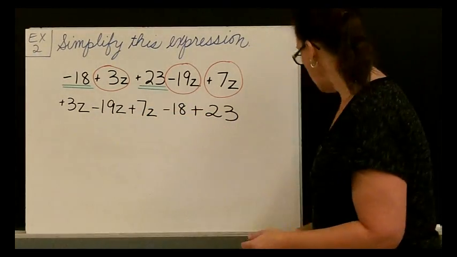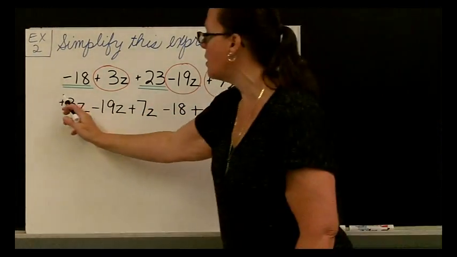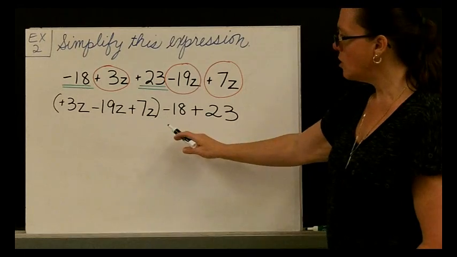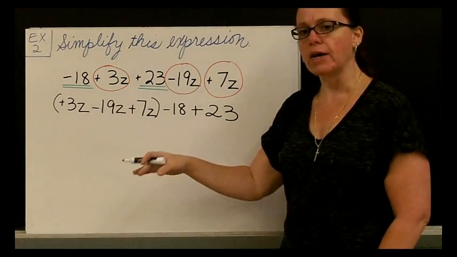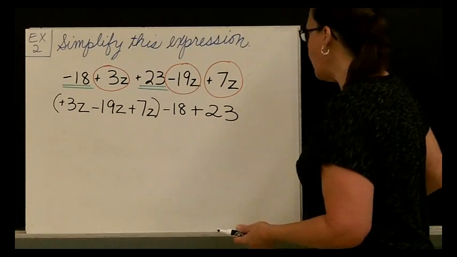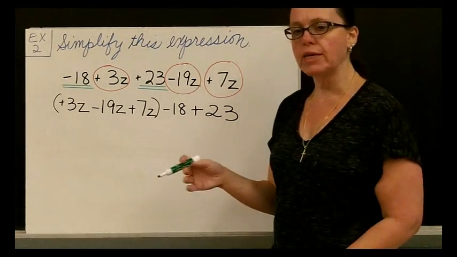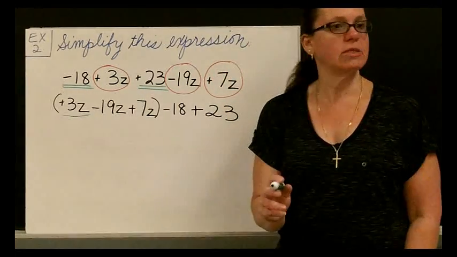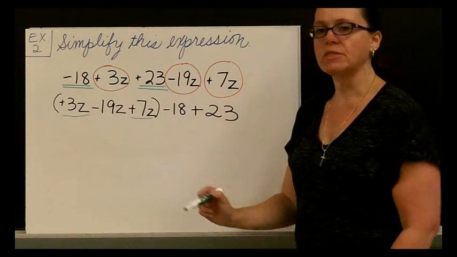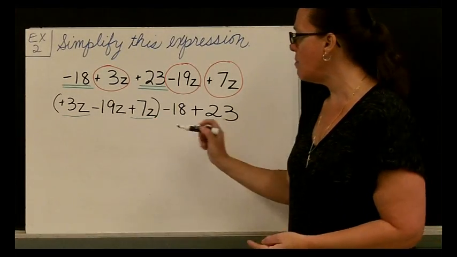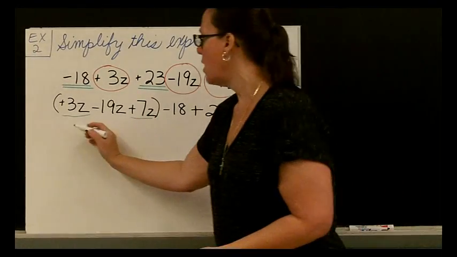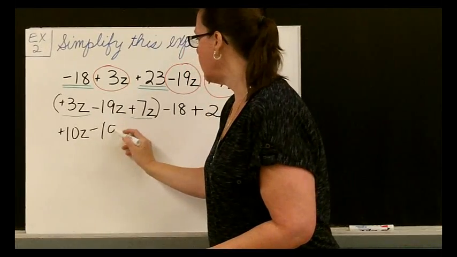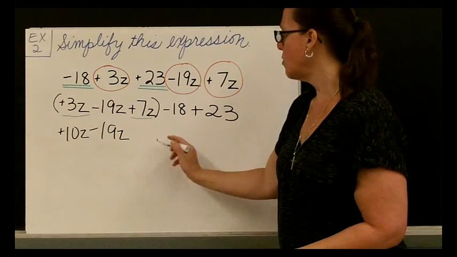So now we're going to combine our terms. And remember, we can only combine the terms that are like. What I'm going to do here, I'm not going to take the time to write it out, but I just want you to know my process. I am going to use the commutative property and the associative property of addition. Because when I see this positive 3z and this positive 7z, I know right away that they make a positive 10z. And I like that. And then we have a negative 19z, and we'll leave that there for now.